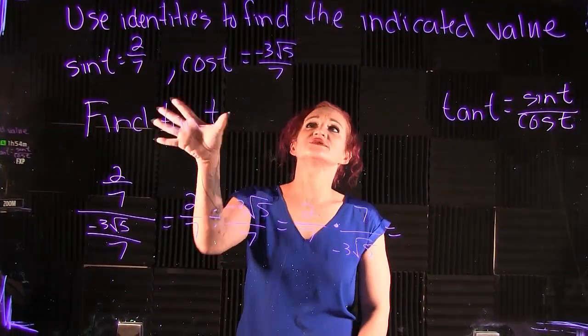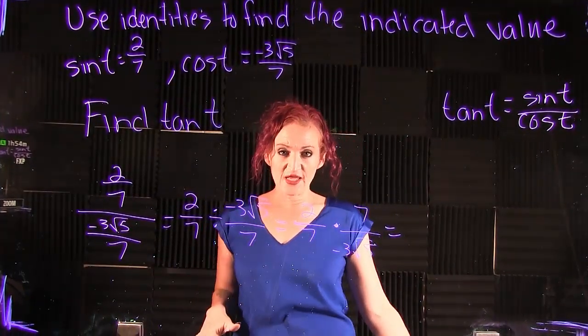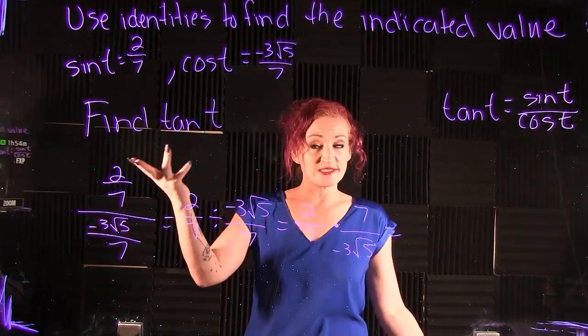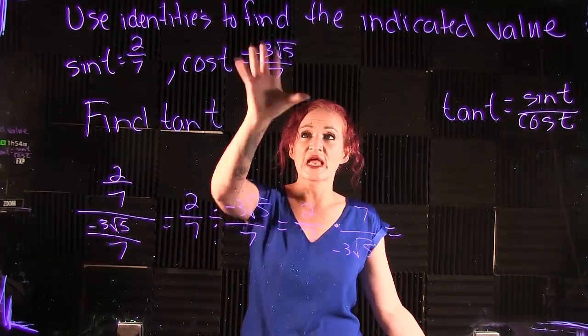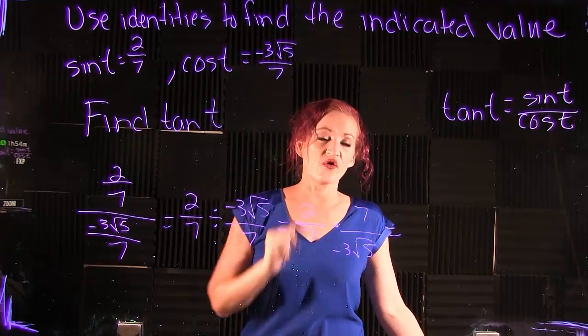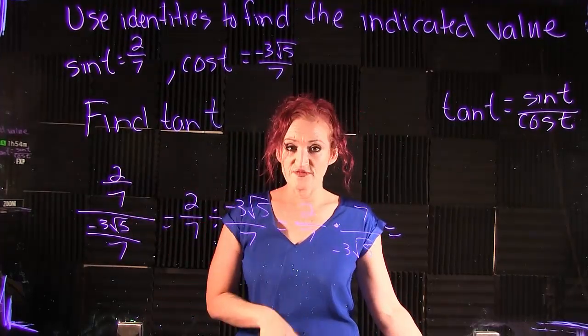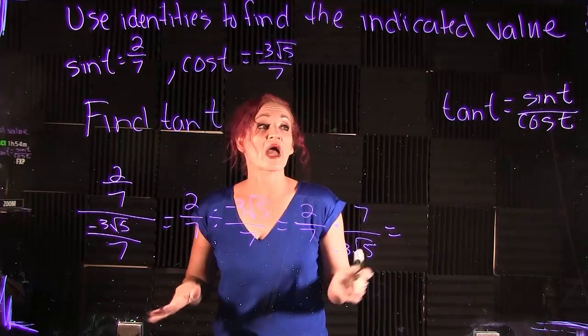Let's use identities in order to find the indicated value. So we're given that sine t is 2/7, cosine t is -3 square roots of 5 over 7. And we are asked to find tangent of t, and we're going to do this with no calculator.